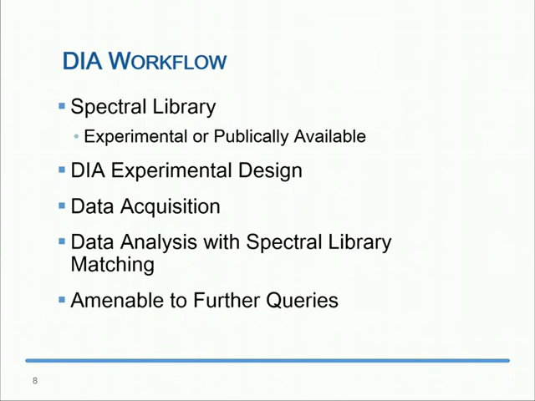So overall, the workflow includes generation of a spectral library. This could be from experimental data. In the case of the examples that I'm giving today, we've generated our own experimental spectral library using formalin-fixed paraffin-embedded tissue samples, but you could derive these from publicly available databases. For example, some of the CPTAC datasets would have really high content for colon tissue.